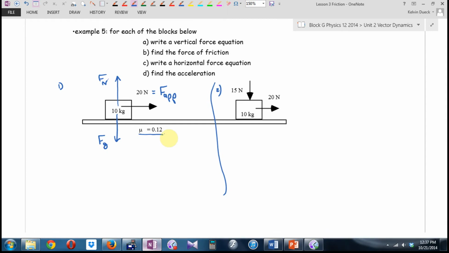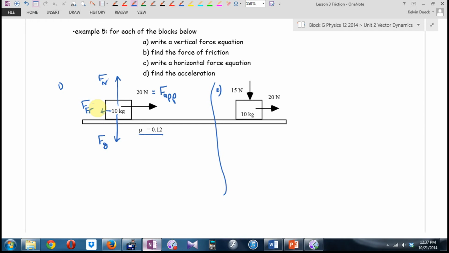Which way is this box going to be moving? So which way will friction be pushing? Which way, what direction is this box accelerating? To the right, so who's winning?